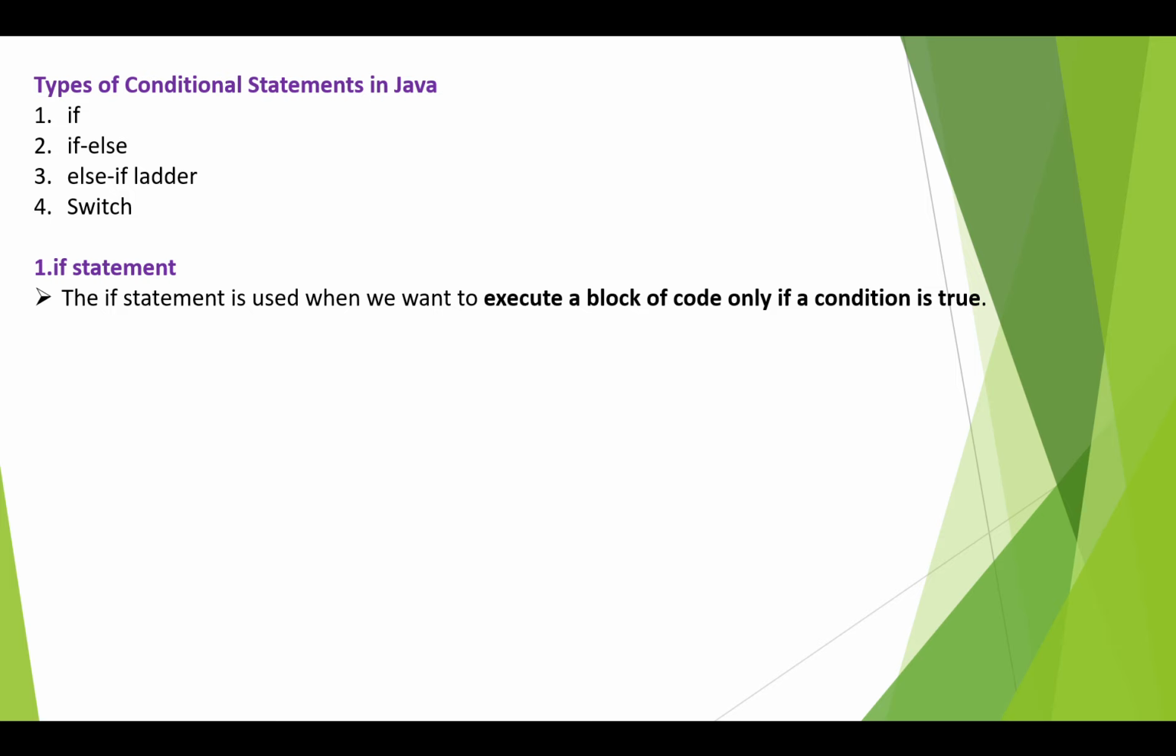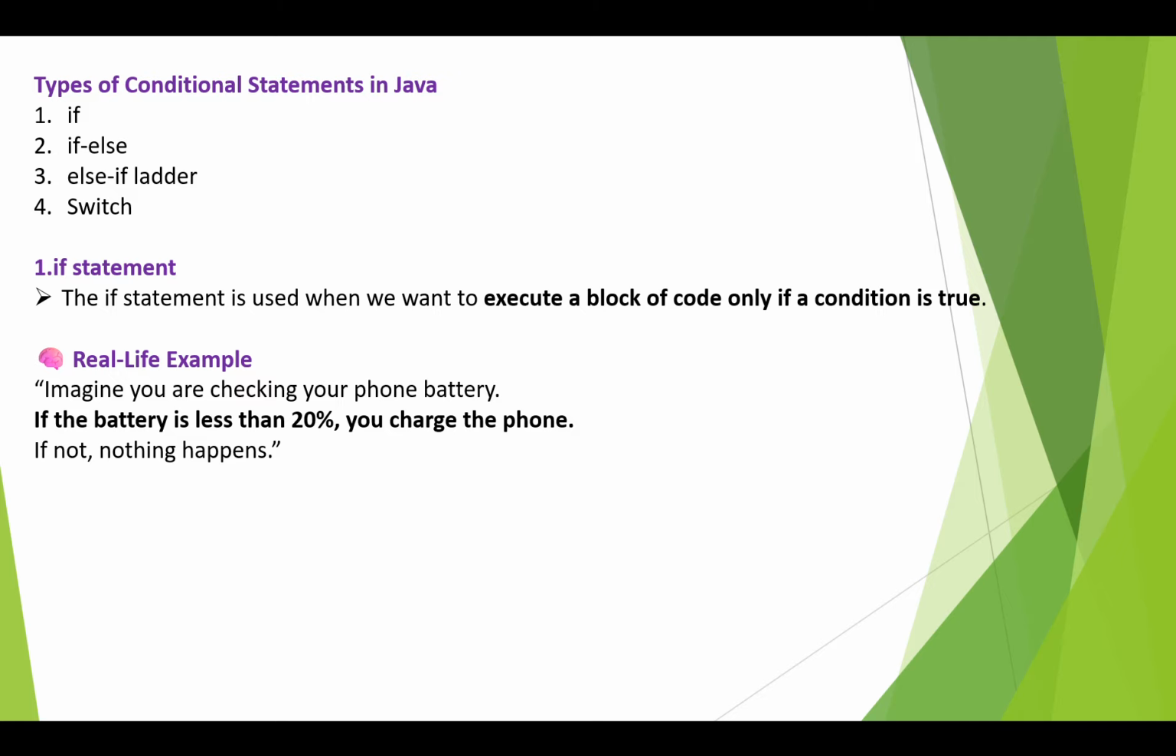This if statement is used when we want to execute a block of code only if a condition is true. So what does this mean? Let's try to understand with some real life example. Let's say we are checking the battery in our phone and there is less charge in our mobile, like less than 20%, then we need to charge the mobile. Otherwise, we don't need to perform anything else.